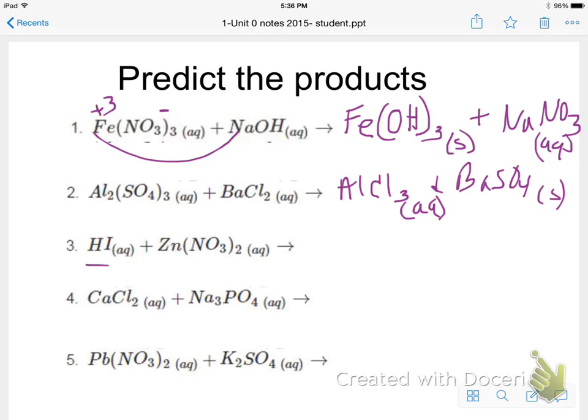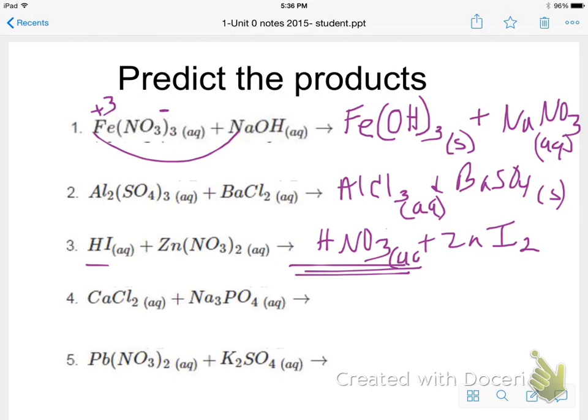I have hydrogen iodide and zinc nitrate. The hydrogen is going to end up with the nitrate, +1 and -1, and the zinc is going to end up with the iodide. Okay, and this needs to be 2 because the iodine's a -1, zinc's +2. So this is a strong acid, so it's going to be aqueous. Strong acids are always aqueous. The zinc iodide, well, it's an iodide, it doesn't fit the exceptions, so this is also going to be aqueous.